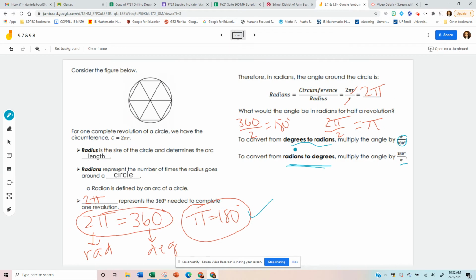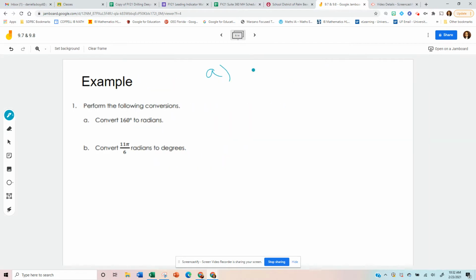Remember, degrees into radians, I'm going to multiply by pi over 180. So I want to take a degree and convert it to a radian. I'm going to take 160 degrees, and multiply by pi over 180 degrees. The reason I do this is because my degrees are going to cancel out. I want the degrees to cancel out. So technically then I have 160 pi over 180.